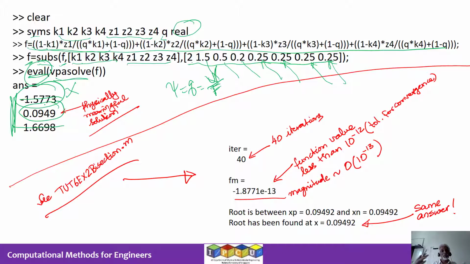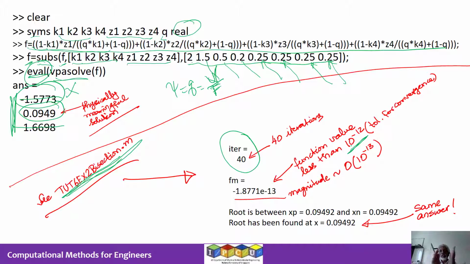I'm not going to go through that again, but I've already provided the bisection implementation for this problem in this M file. So kindly take a look. What happens is in 40 iterations, I get a value for the function which is of the order of 10 to the power of minus 13. My convergence tolerance was 10 to the power of minus 12.